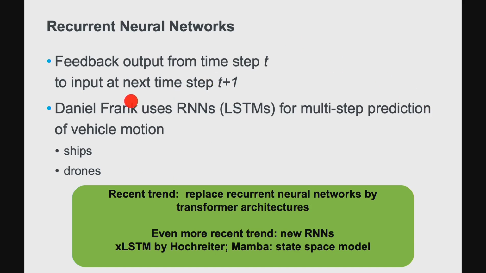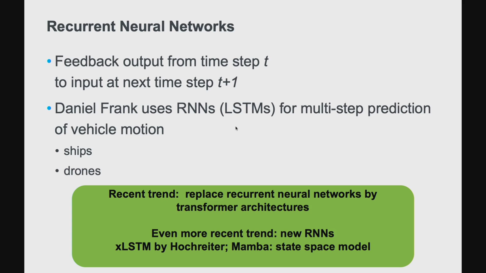Okay, so yeah, the recurrent neural network, some output from time step t is input to the next time step t+1 for processing. We, for example, use RNNs, rather LSTMs, that also have this forgetting function, for multi-step prediction of vehicle motion. So you learn, for example, for a ship or for a drone, how will the ship or the drone move given certain kind of control input. And you do not only learn this for one time step, so like for the next second, but you try to learn this to predict it for the next minute or next 10 minutes.